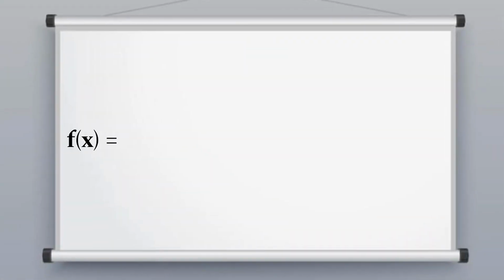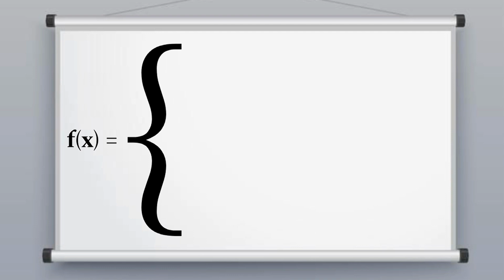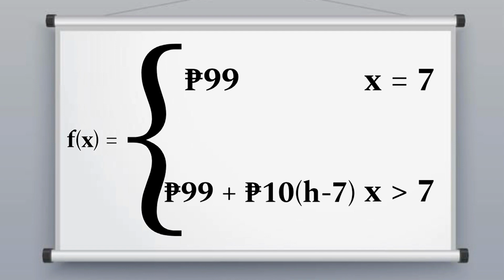Yes. Here, let's use the piecewise function for easier understanding. Step 1. Identify the intervals. Determine the intervals defined by the conditions. Here we have two intervals. X is equal to 7 and X is greater than 7. Step 2. Expressions in each interval. Understand the expression that defines the function in each interval. For x is equal to 7, the function is 99 pesos. And for x is greater than 7, the function is 99 pesos plus 10 pesos multiplied by (x minus 7).